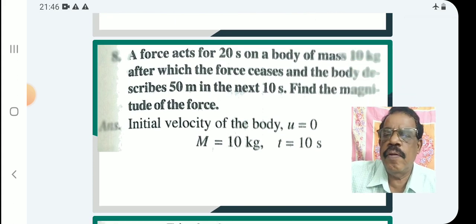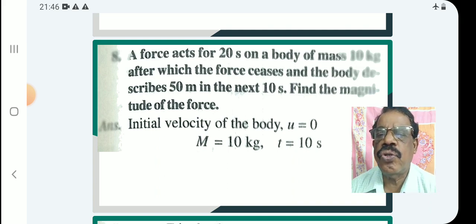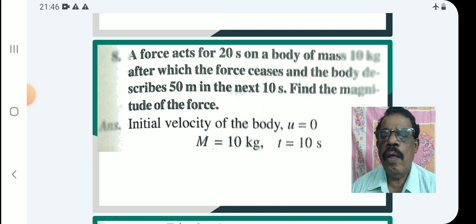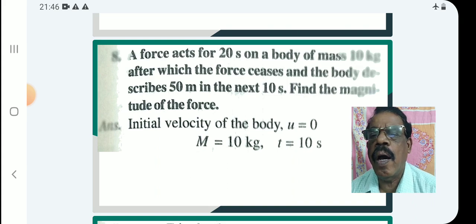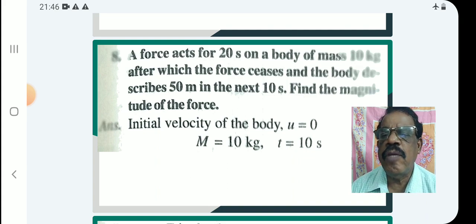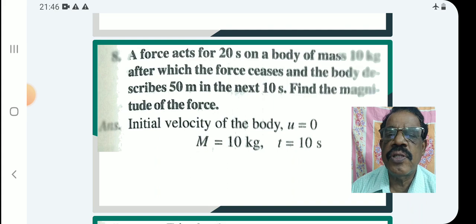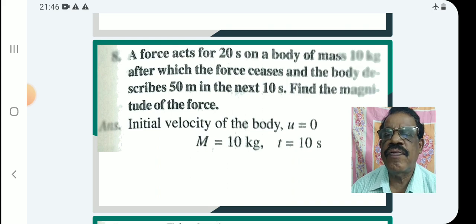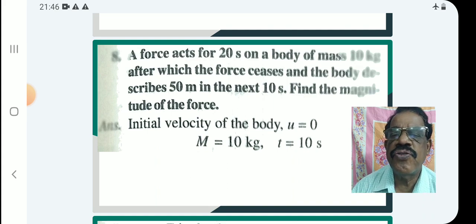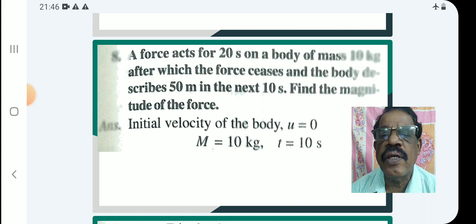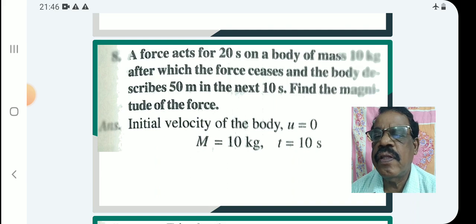Next question. A force acts for 20 seconds on a body of mass 10 kilogram, after which the force ceases and the body describes 50 meter in the next 10 seconds. Find the magnitude of the force.